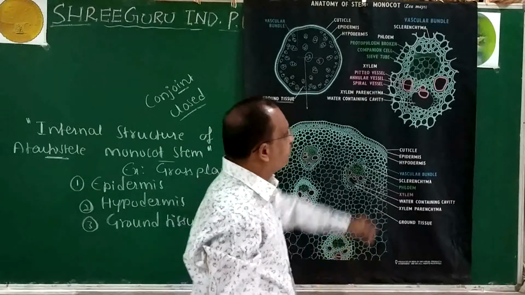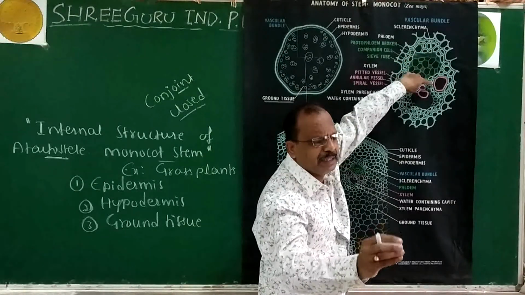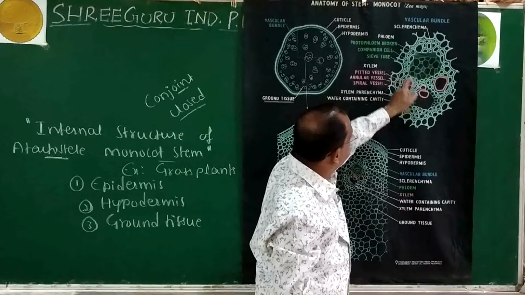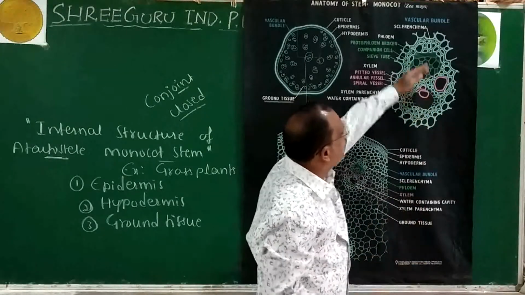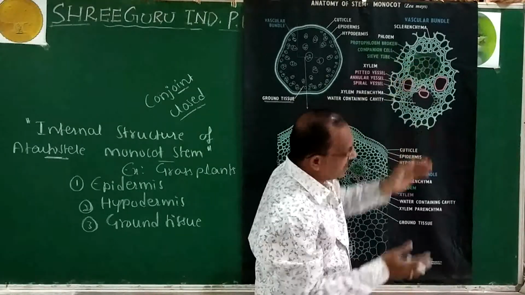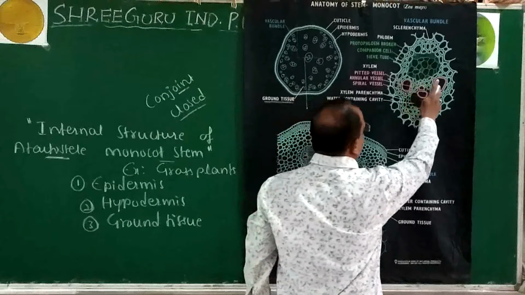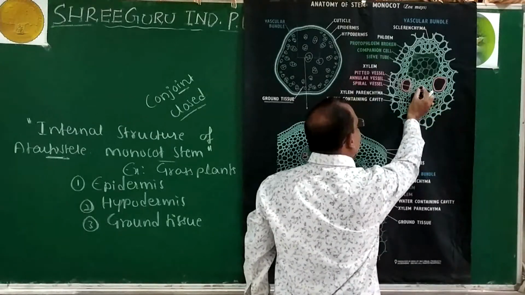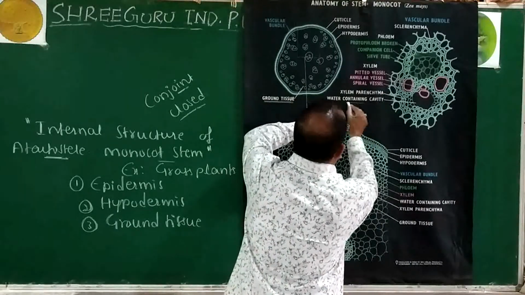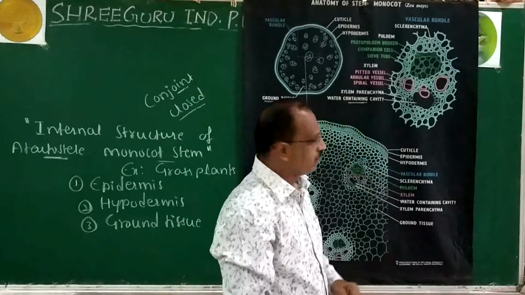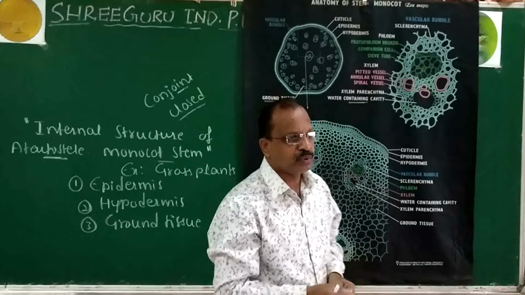Inside this bundle sheath, phloem is present on the outer side and xylem is present on the inner side. Xylem is composed of two metaxylem and few protoxylem. In addition to that, you have to remember the water containing cavity.